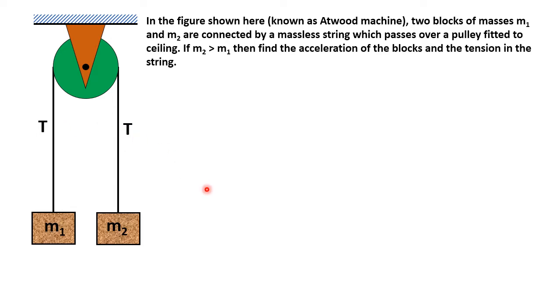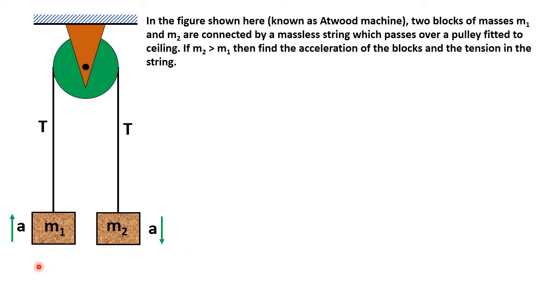So first of all, let us decide how the system will move. As you can see, M2 is greater than M1, that means this M2 is heavier. So therefore, due to the gravitational force, M2 block will fall down. So M2 will move downwards. And at the same time, M1 will rise up and both of them will have the same acceleration A. Let us find out this acceleration.